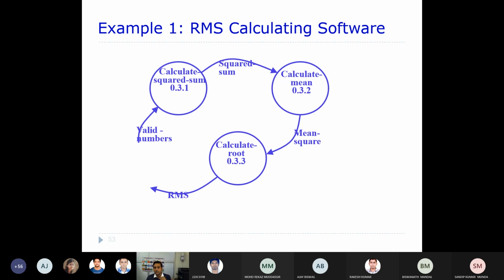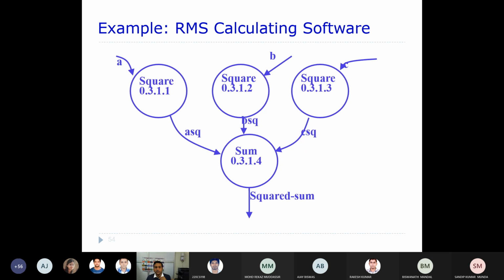Okay, now the squared sum can be further divided like this, because you wanted to calculate a square plus b square plus c square. So that can be 0.3.1, which is divided into a certain number: 0.3.1.1, 0.3.1.2, 0.3.1.3. Now these are the different processings.